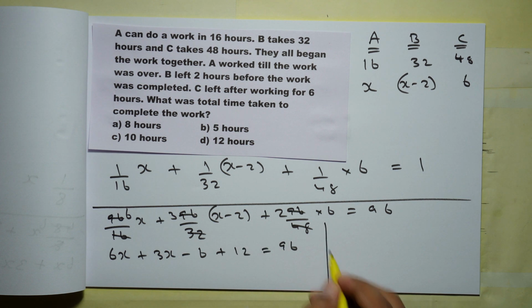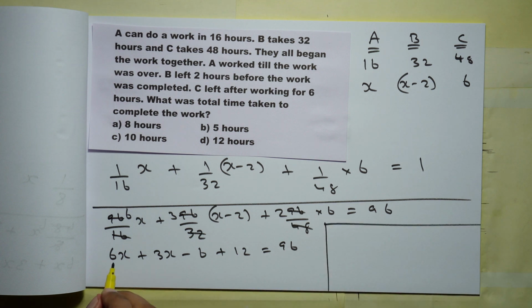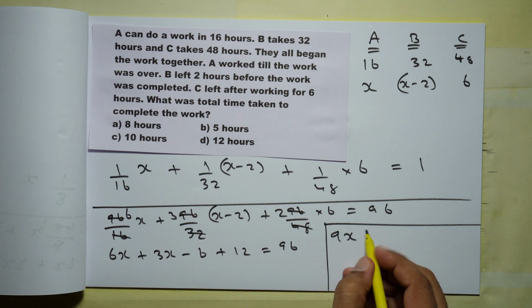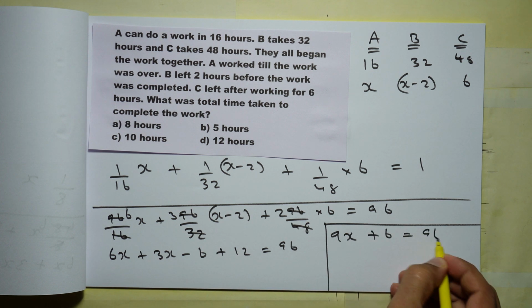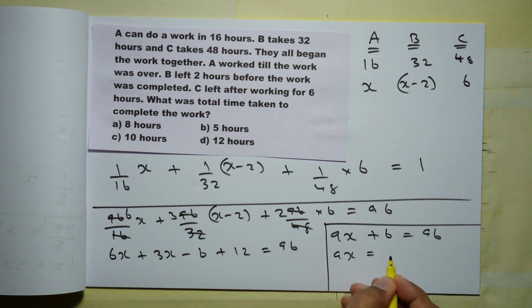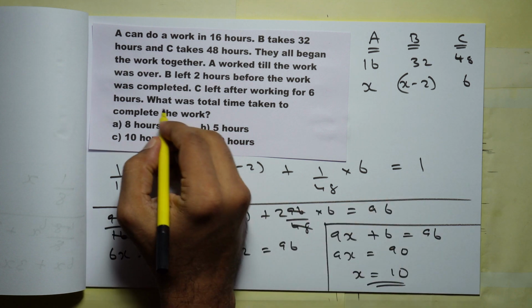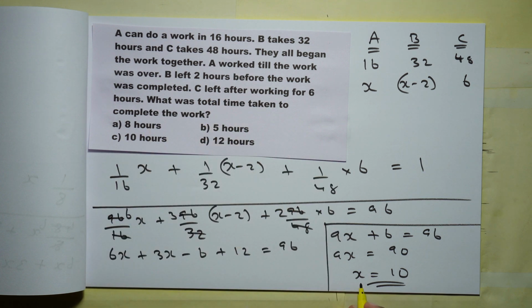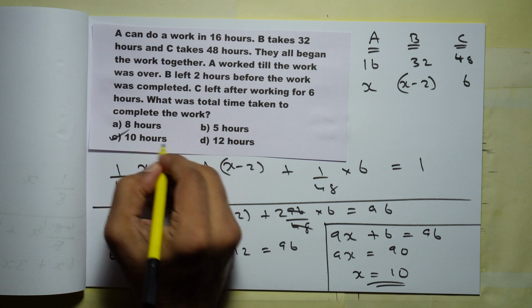So I'll just write down this equation here. 6x plus 3x gives you 9x. Minus 6 plus 12 gives you plus 6. That is equal to 96. So 9x is equal to 96 minus 6 is 90, or x is equal to 10. Now x is the total duration of work. So what is the total time taken to complete the work? X is equal to 10. So option C, 10 hours.